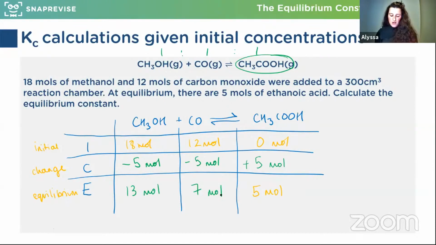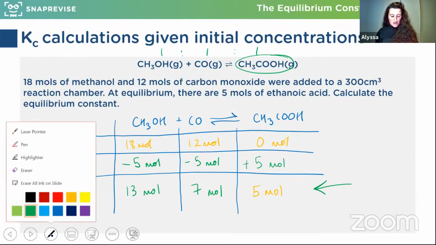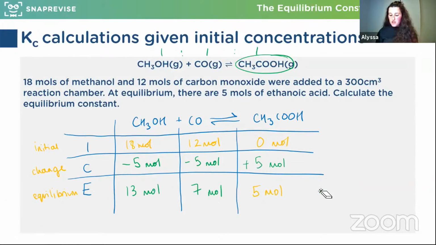Good, well done. So I've got my equilibrium amounts. I know now how many moles of each I have at equilibrium. So I can do the same thing that we just did on the previous slide. I can write an expression for Kc, products over reactants. So the concentration of ethanoic acid over the concentration of methanol times the concentration of carbon monoxide. I'm being lazy and I'm not putting in the gaseous state symbols. I'm just very aware of the time, so apologies.